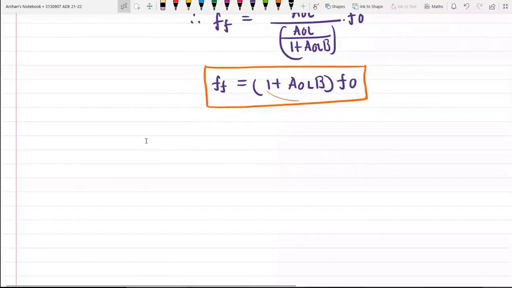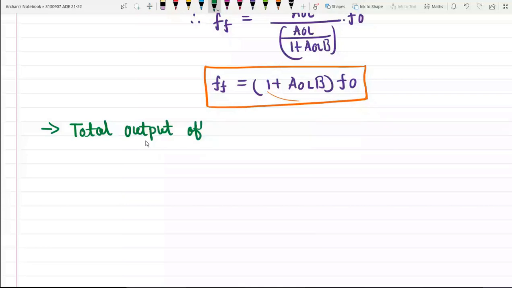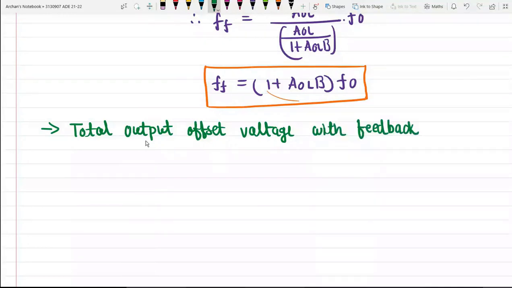Okay, now let us try to analyze the final parameter, which is total output offset voltage. So whenever we are providing feedback to the non-inverting amplifier, at that time what will happen to the total output offset voltage with feedback.